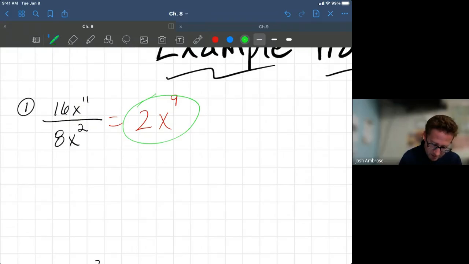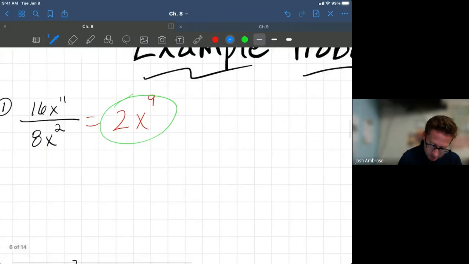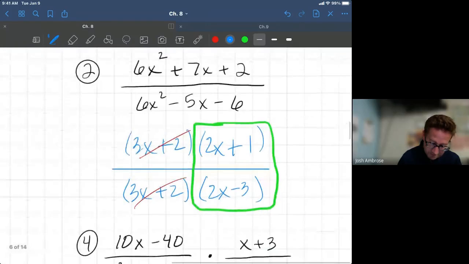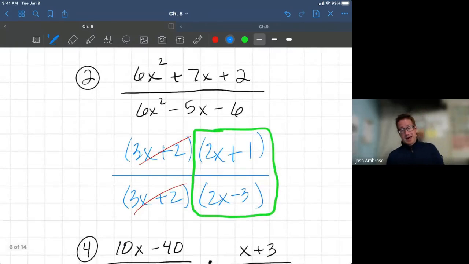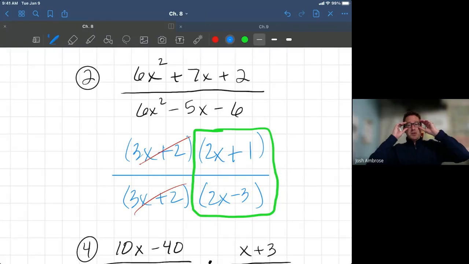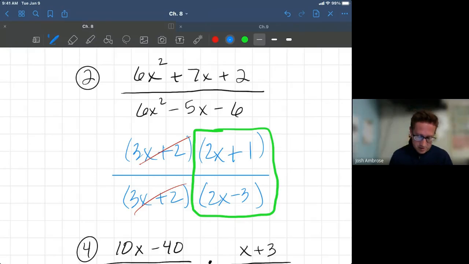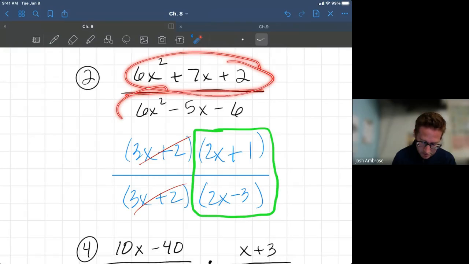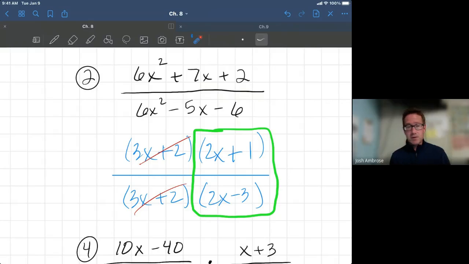Okay. Let's move into the second example problem. Factoring. I like factoring. Get used to it. Get comfortable with it because you do a lot of it in this chapter. Here's what we're given right up here. Trinomial over trinomial, and we have to factor it.